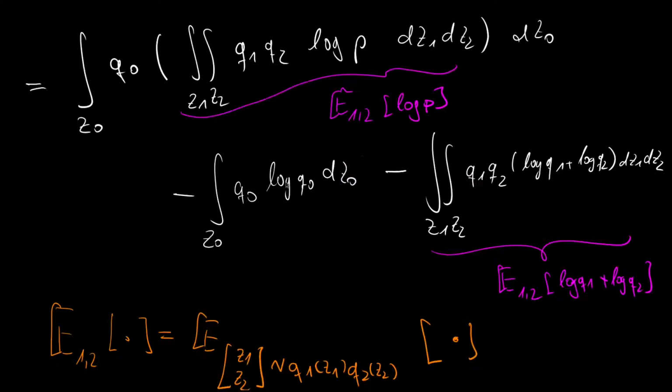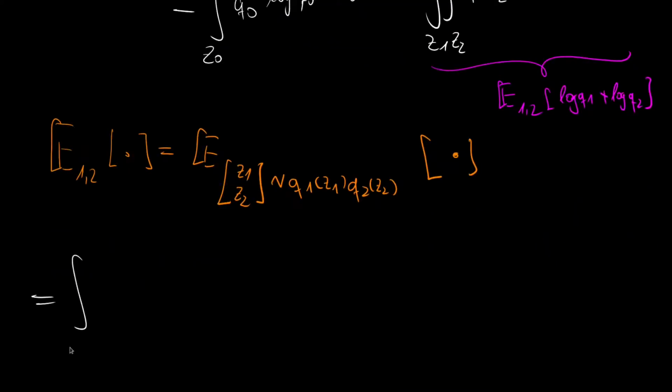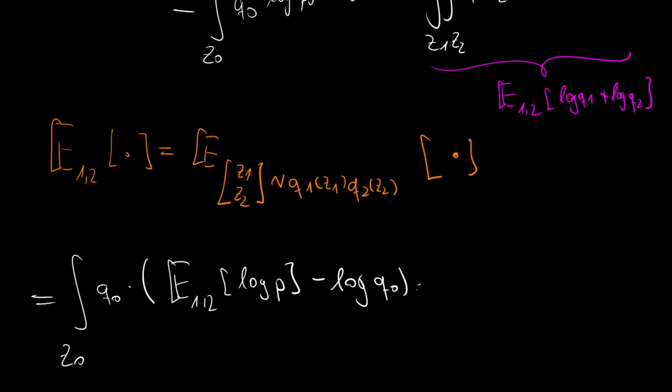They have the same limits and they have the same differential here. So we get Q0 times this expectation minus the logarithm of Q0. So in essence, this will be the integral over Z0 of Q0 times, opening brackets for the expectation 1,2 over the logarithm of the joint minus the logarithm of Q0, dQ0, and then minus the expectation 1,2 over the logarithm of Q1 plus the logarithm of Q2.